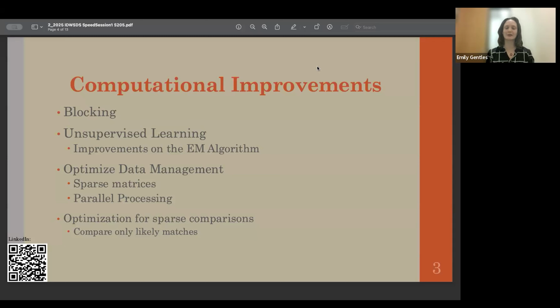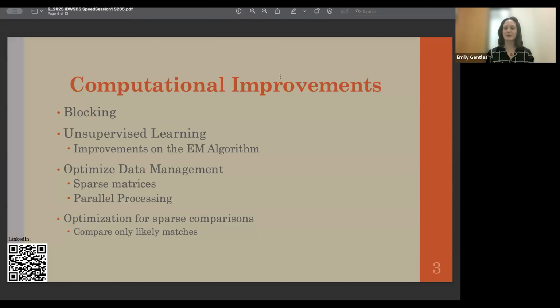We can also use unsupervised learning to help calculate our parameters on the fly instead of using training data to first calculate those parameters and then rerun our entire model. You can also use improvements of existing algorithms, like using the approximate EM algorithm instead of just the EM algorithm. We can also take advantage of all of the data management optimizations that exist in our modern programming languages, like using sparse matrices, sparse matrix calculations, as well as parallel processing.